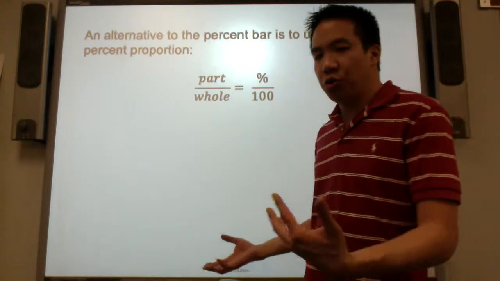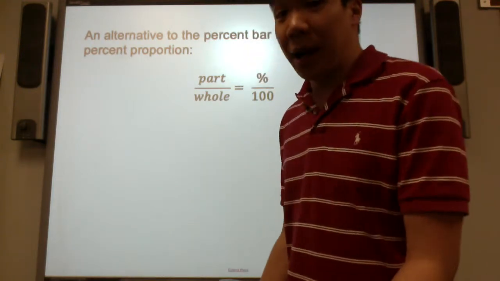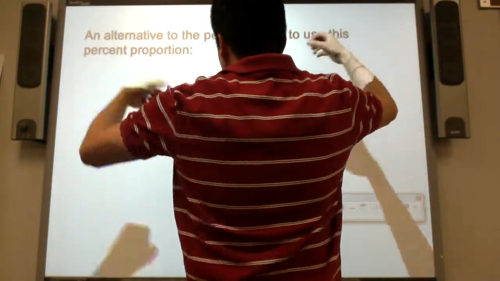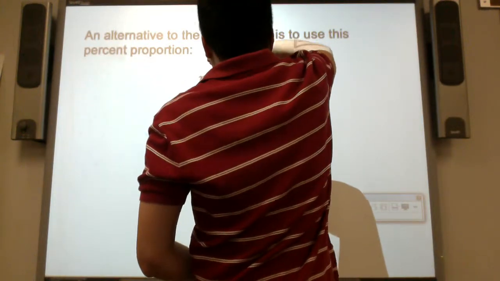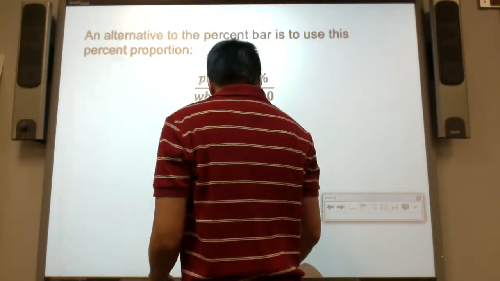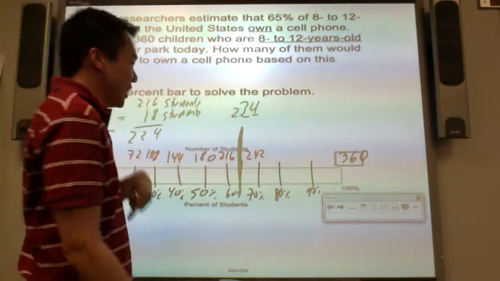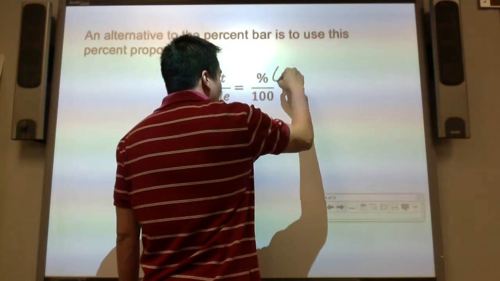Again, how do you use this proportion? So first of all, you have to memorize it. It's part to whole equals percent per 100. So let's go back to our problem. What percent do they want us to find? 65%. So that goes right here.